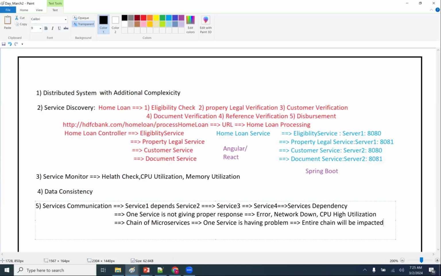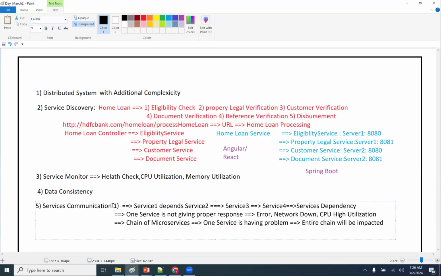Distributed system, discovery, monitoring, health check, data consistency, and services communication as well. We need to make sure that all our services are up and running all the time. If one service is having any problem, it will impact the other services, right? That's the first point you need to think of.